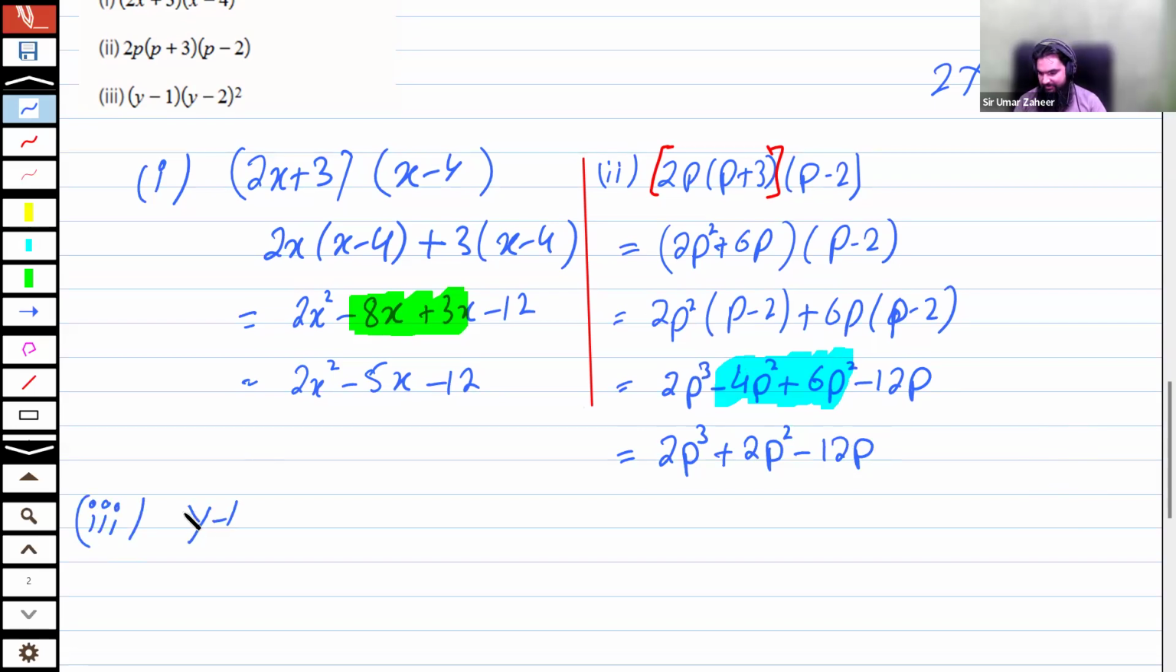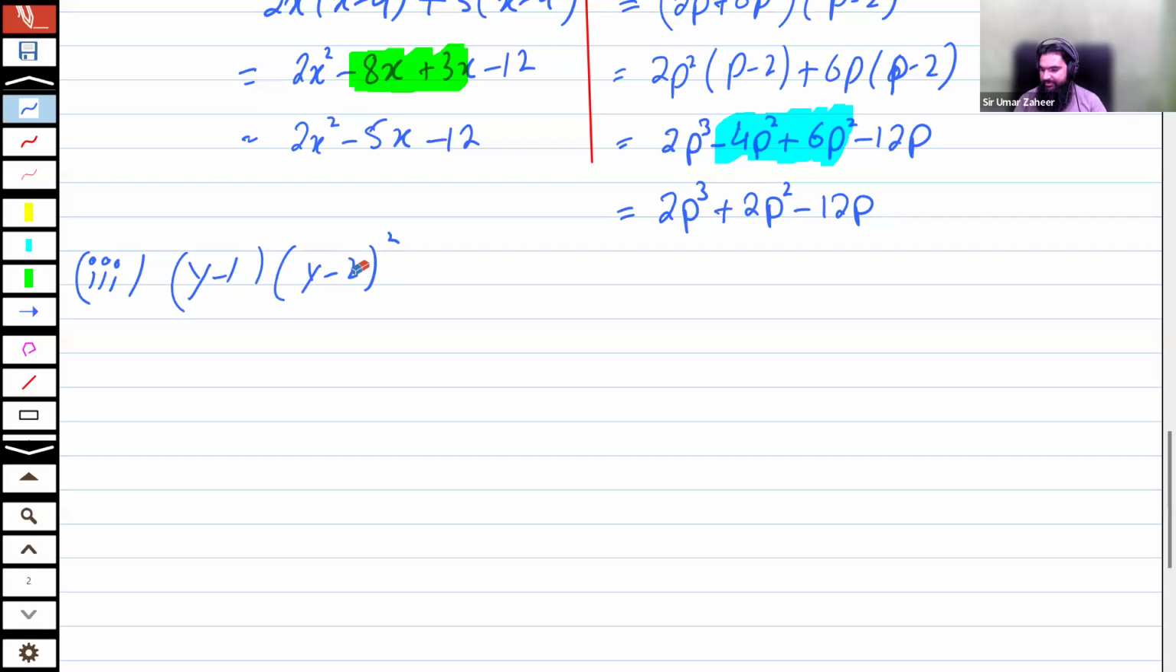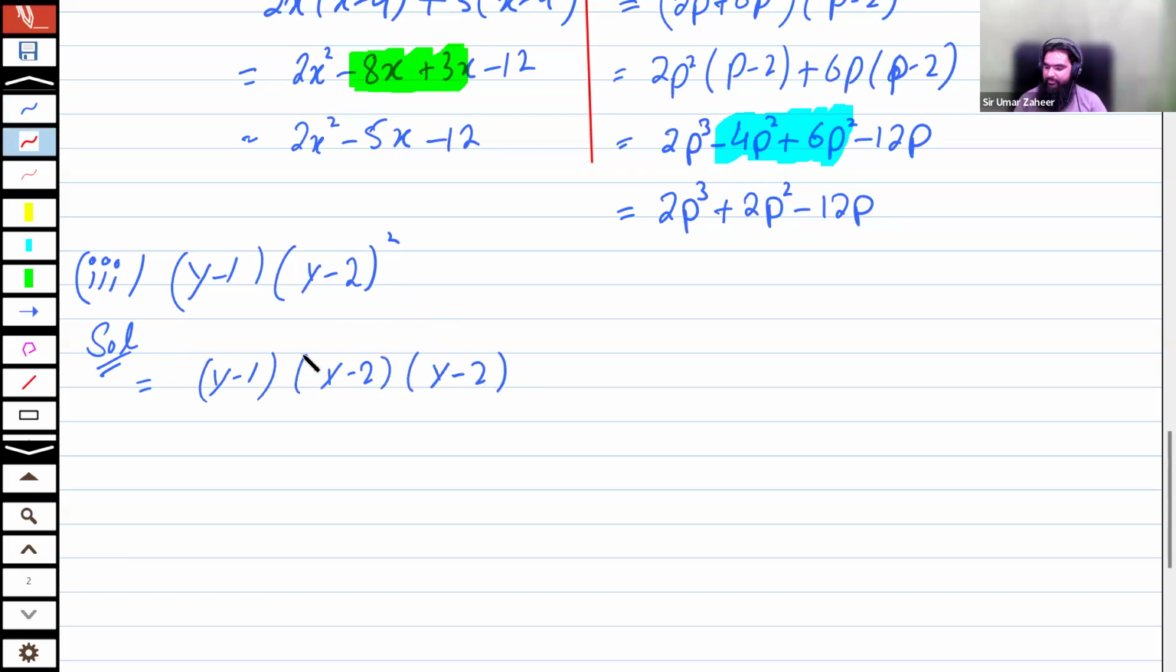We have (y minus 1) into (y minus 2) whole square. Yes, Ishal, can you please tell me what would be the first step? You'd write (y minus 2) squared is the same as (y minus 2) times (y minus 2). And then you'd expand them or use a full method. All right, you have to multiply any two values.